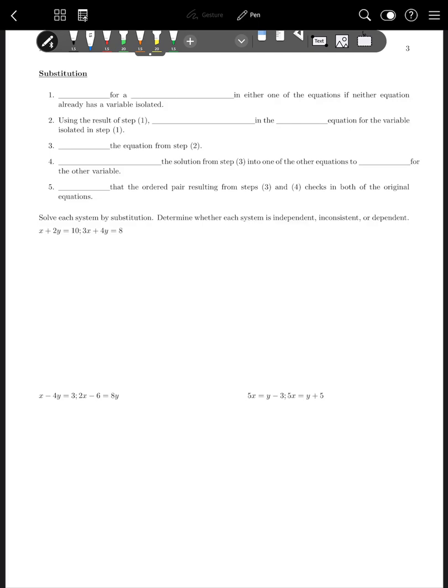So the first method is called substitution. Solve for a variable in either one of the original equations. Using the result of step 1, substitute in the other equation for the variable isolated in step 1. Solve the equation. Substitute the solution from step 3 into the other equation to solve for the other variable. Check that your ordered pair works in both equations.